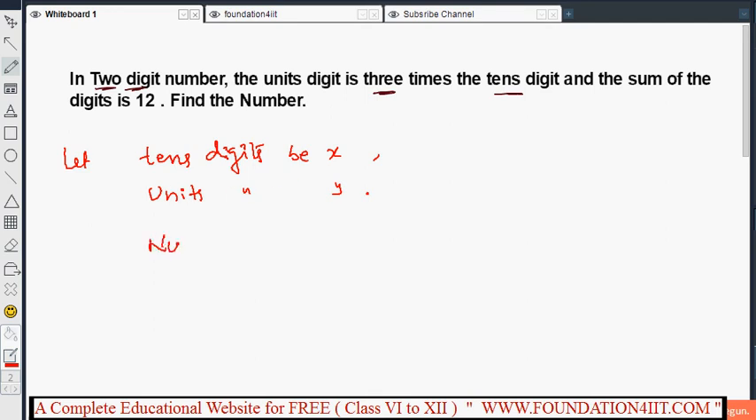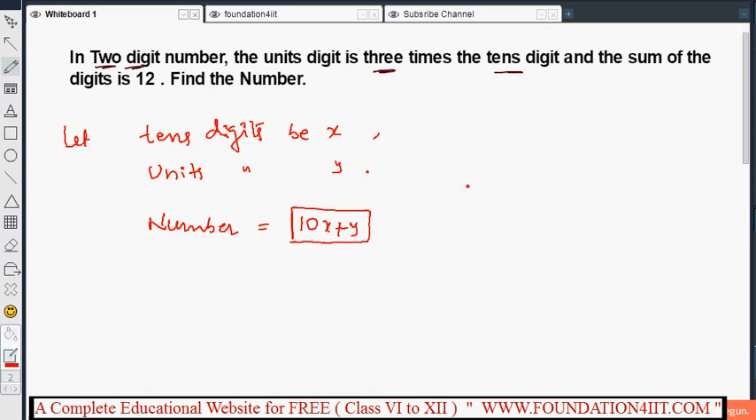So the number is equal to, tens digit is x, so 10x plus y. Right? So this is the number now. But the condition: units digit is 3 times the tens digit. Units digit is y. So from the condition, units digit is 3 times the tens digit, that is x. y equals 3x. This is one equation.